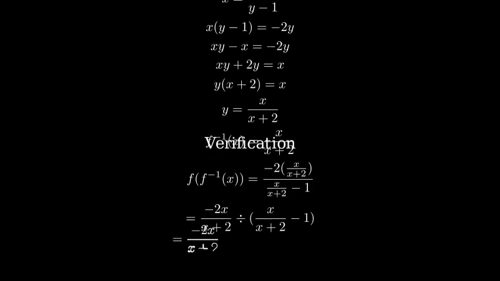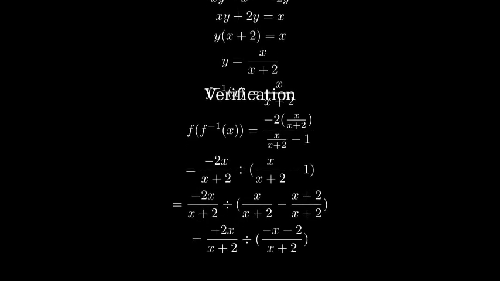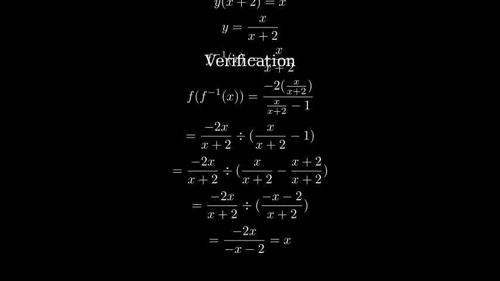To subtract fractions, we need a common denominator. Multiply the 1 by (x + 2) / (x + 2). Now we can subtract the numerators: x / (x + 2) minus (x + 2) / (x + 2) equals (-x - 2) / (x + 2). Our fraction becomes -2x over (-x - 2), which simplifies to x. Therefore, f(f inverse of x) = x, verifying that we found the correct inverse function.